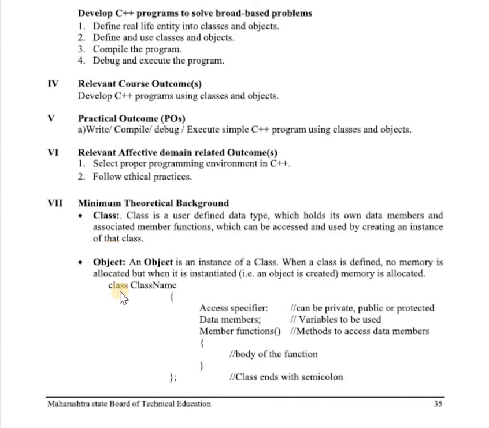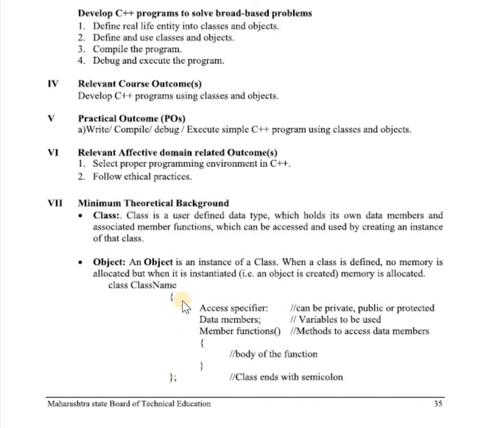Once again, I repeat, how to declare a class? By using the class keyword, we are defining a class in a C++ program. First, we use the class keyword. After that, there is a class name; here you specify any name for that particular class. Then an opening curly bracket and an ending curly bracket, and a class always ends with a semicolon. Here the class will start and here the class will end.